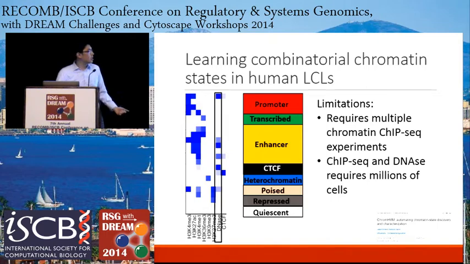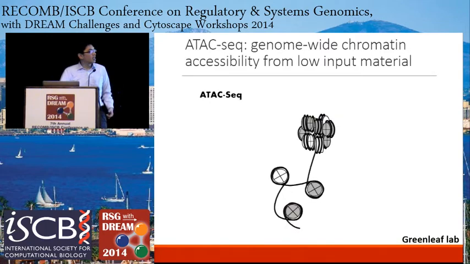One thing that we notice is that a lot of these regulatory elements are actually associated with open chromatin, as reflected by the high levels of DNase signal. We could potentially just do DNase, but DNase also requires millions of cells, so it's not really feasible for these situations. So our collaborators in the Greenleaf lab have developed a new assay that is able to perform genome-wide chromatin accessibility from low input material.